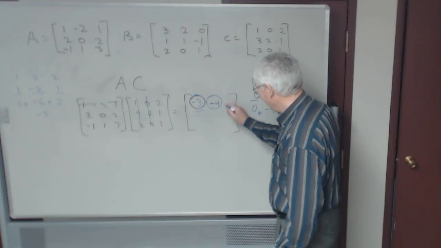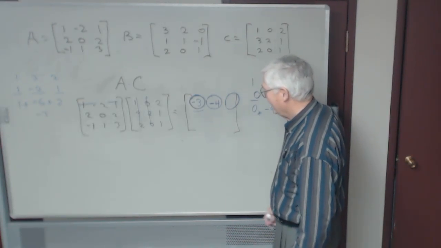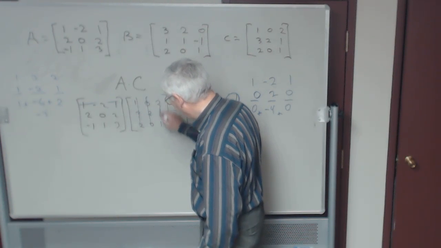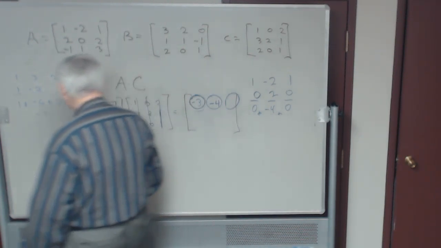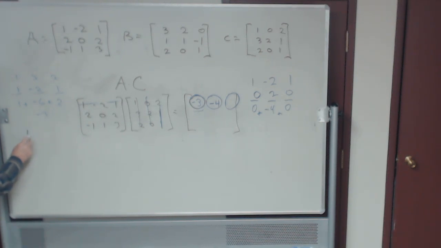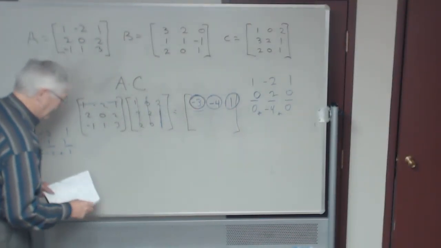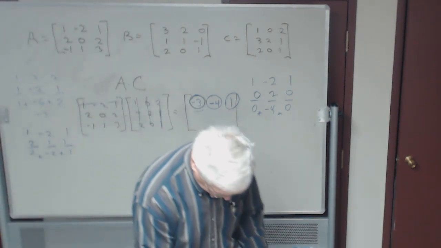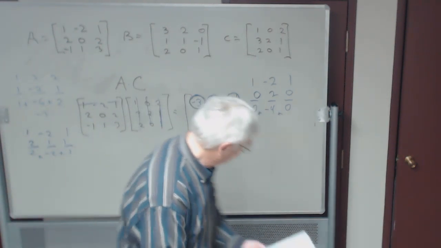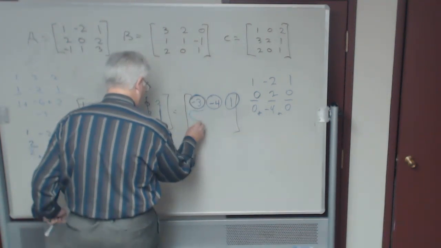So, are we ready to do the third one? That would be the first row times the, so that would be what? 1, negative 2, 1, and what was that? 2, 1, and 1. Multiply, multiply, multiply, and then add. So this is 1. So any idea how I'm going to get the next row?